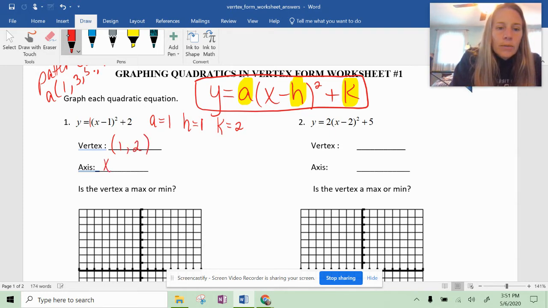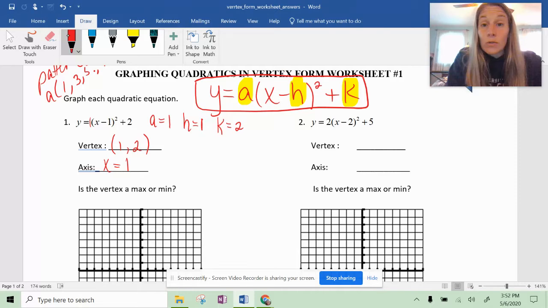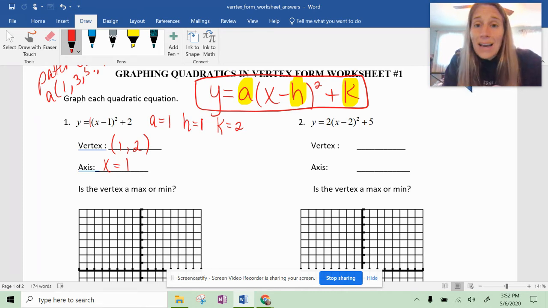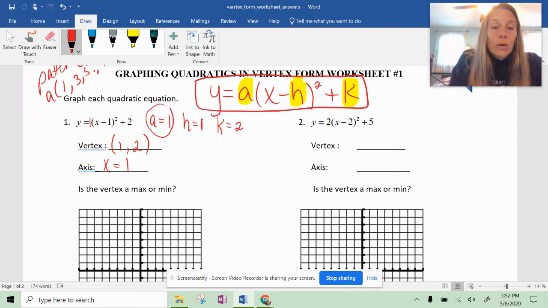Your axis of symmetry is going to be x equals whatever that h value is, which in this case is 1. Now make sure you don't just write 1, it's wrong. It has to be an equation in the form x equals, because it's an equation for a vertical line. It's a linear equation. If you just write 1, that's not an equation, it's wrong. Now, because the a value was positive, that means this graph will open upward, making that vertex there a minimum. Okay, so we know this one's going to be a minimum.